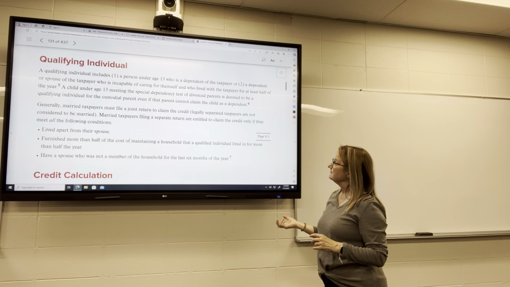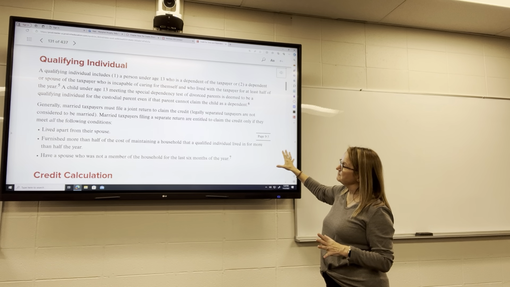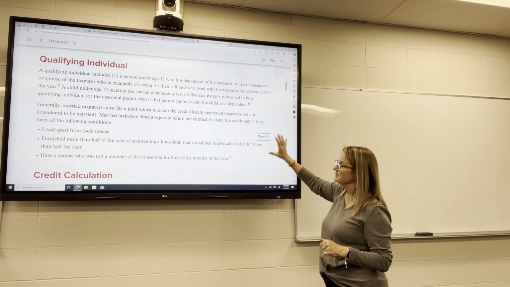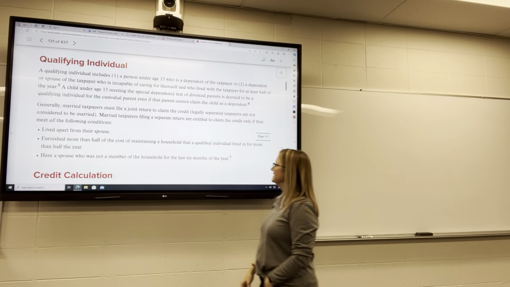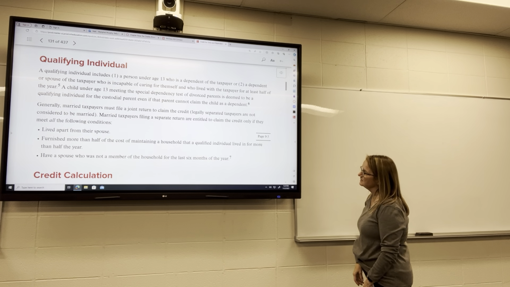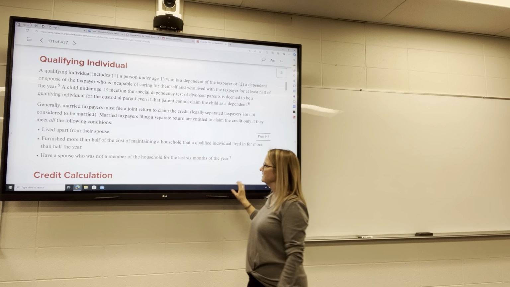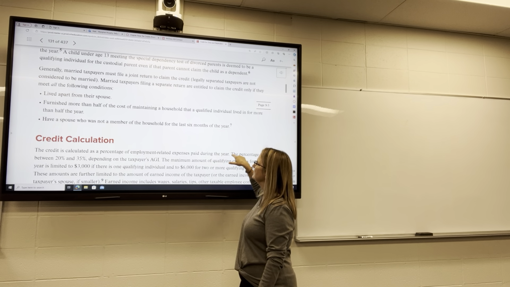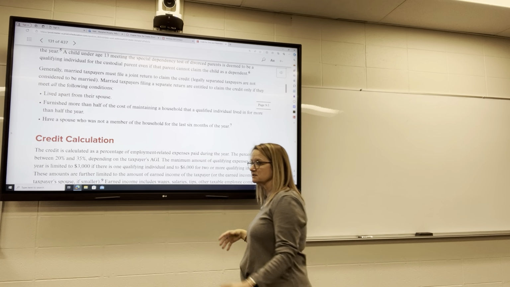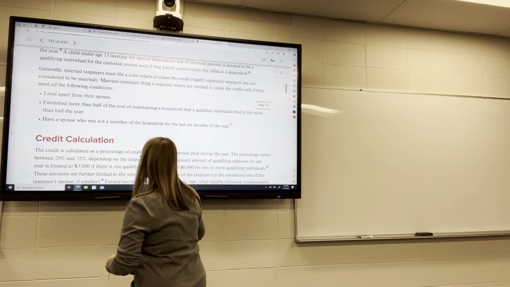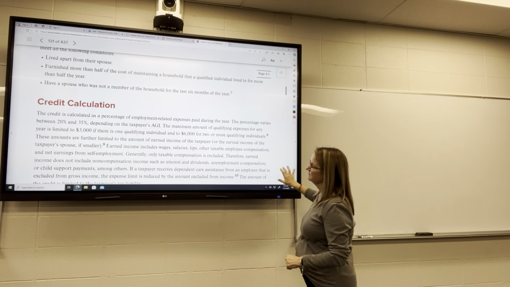So if they lived apart from their spouse, they have to meet all of these conditions. Lived apart from their spouse, furnished more than half of the cost of maintaining a household that the qualified individual lived in for more than half the year, have a spouse who is not a member of the household for at least the last 6 months of the year. So if that is the case, then they can go ahead and claim that credit.